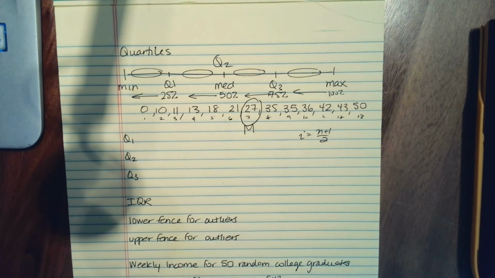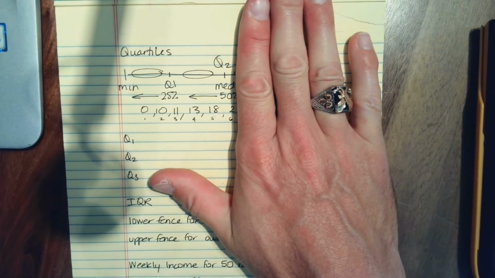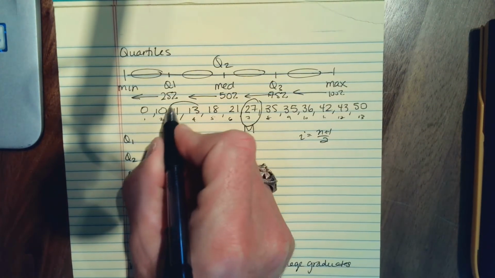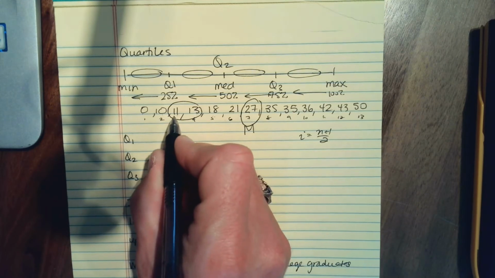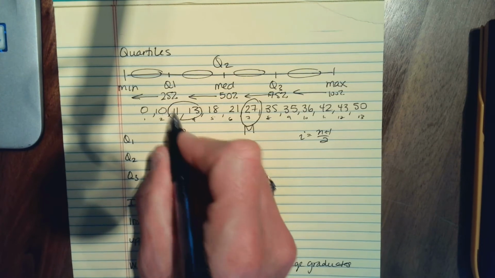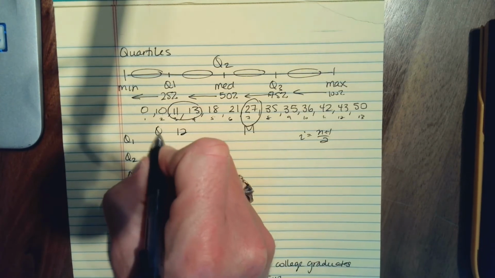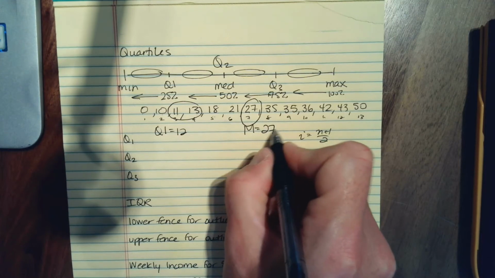So let's find Q1. We're going to look in this lower half and just find the median for those 6 values. We have an even number, so we're going to have to take an average, and we need to find the average of these two values. So 13 plus 11, that's 24 over 2 is 12. Obviously 12 is right in between 11 and 13. So this is Q1. Q2, the median, is 27.